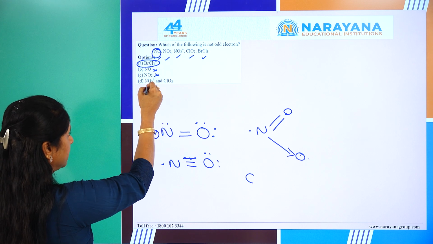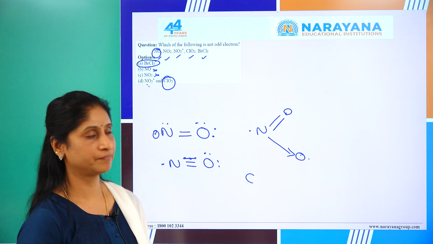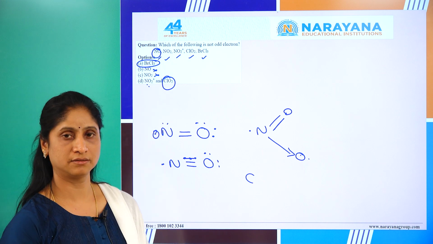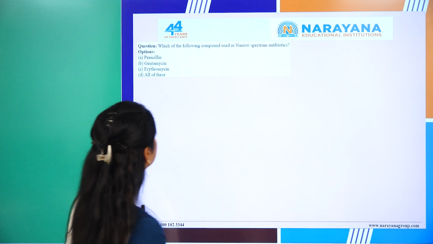Here NO2 plus, even though not odd electron, but ClO2 is containing an odd electron. So hence the answer can be the option A, BrCl3. So let us go to the next question.